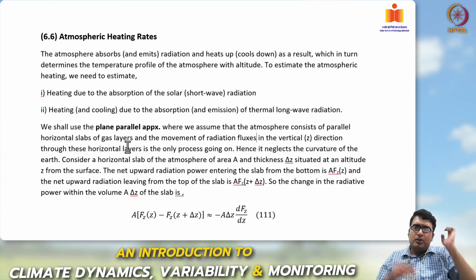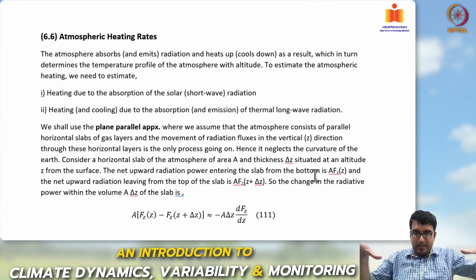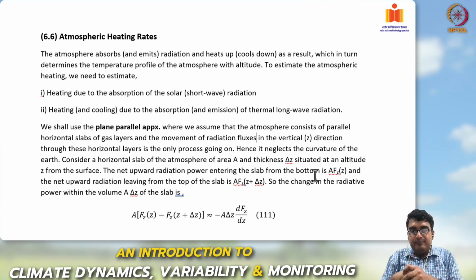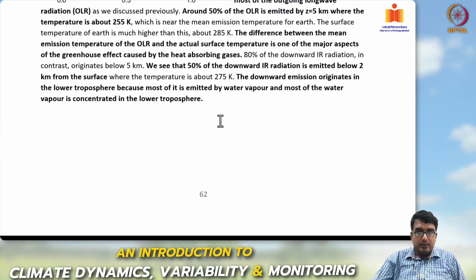Okay. So, with that in mind, consider a horizontal slab of the atmosphere of area A and thickness delta Z situated at an altitude Z from the surface. The net upward radiation power entering the slab from the bottom is A into Fz. A is the area of this slab of horizontally layered air. Delta Z is the thickness of this layer. Now, Fz is basically this flux. Let me show you the flux somewhere here.